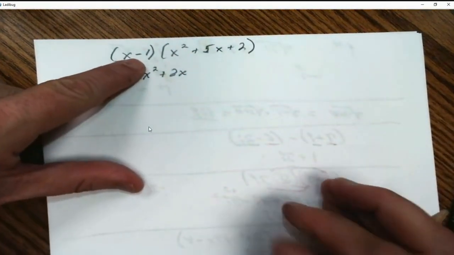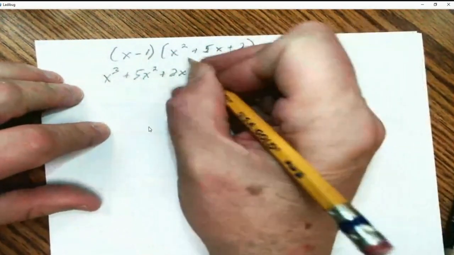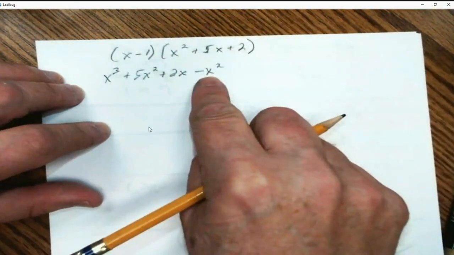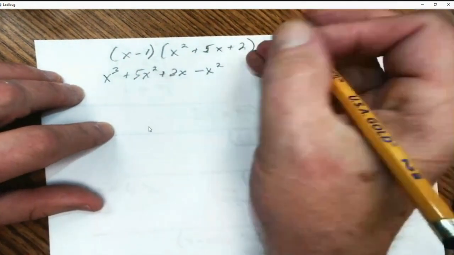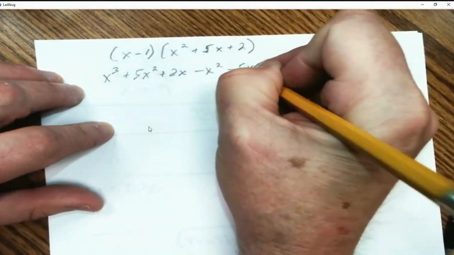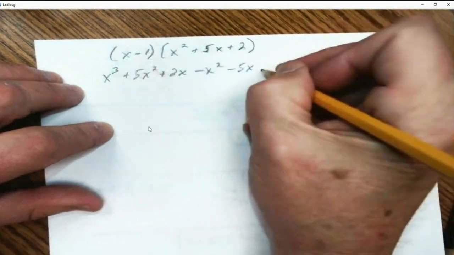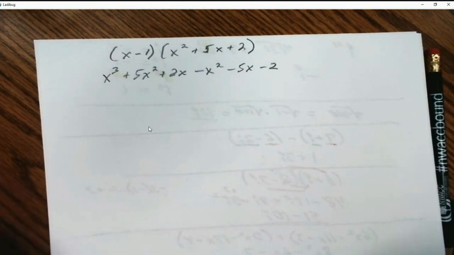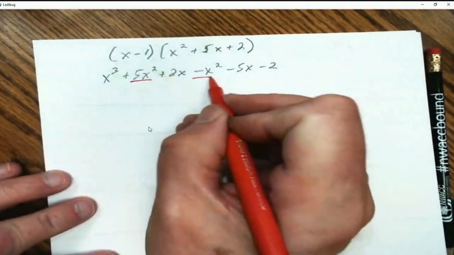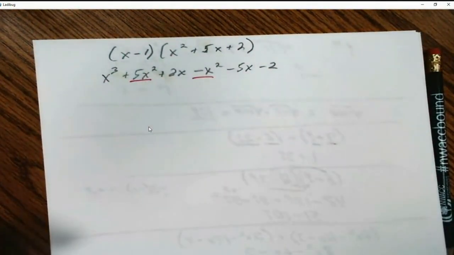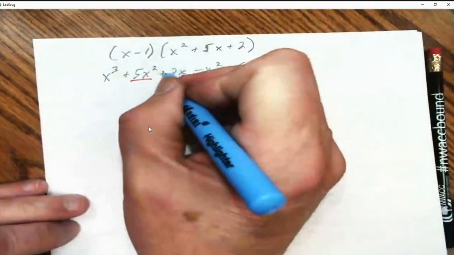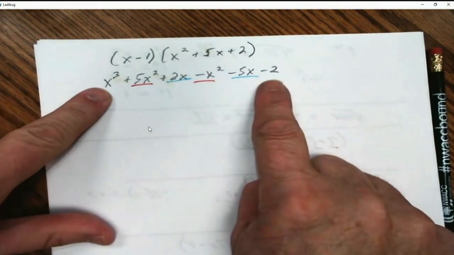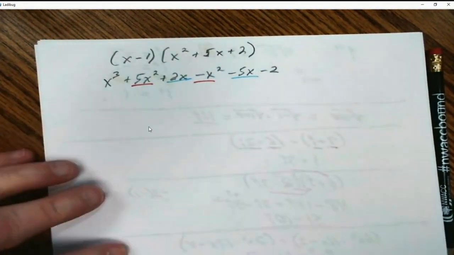Now let's distribute the negative 1. Minus 1 times x squared is minus x squared, or minus 1x squared. Minus 1 times 5x is minus 5x. Minus 1 times 2 is negative 2. All right, where's our like terms? Those are both x squared terms. Let's see, this is an x term and an x term. And these don't have any other like terms.